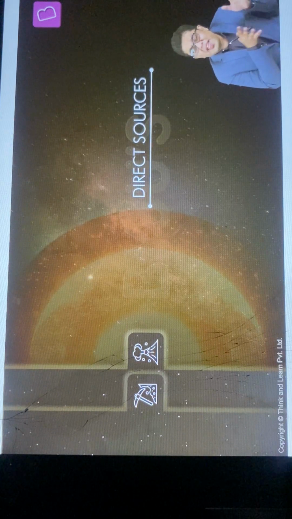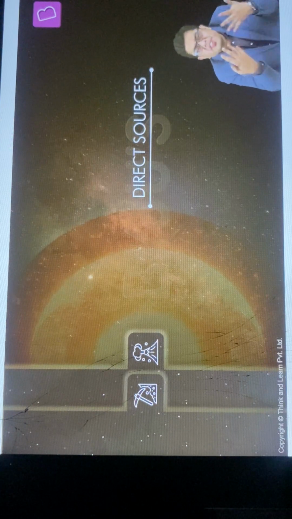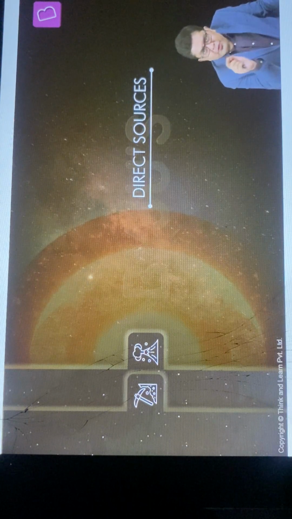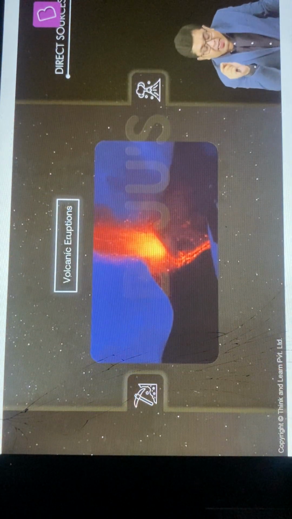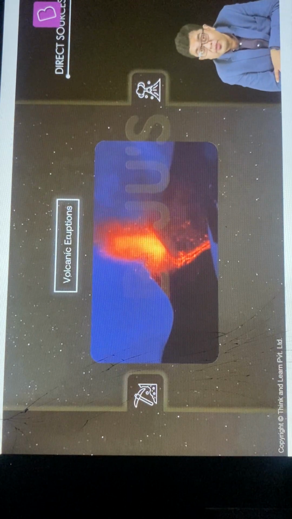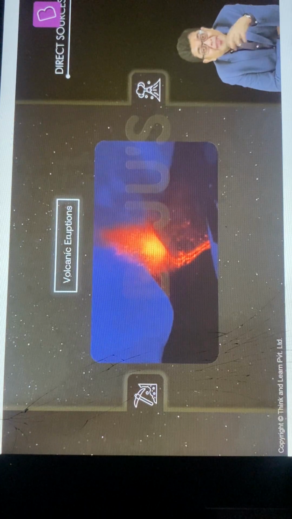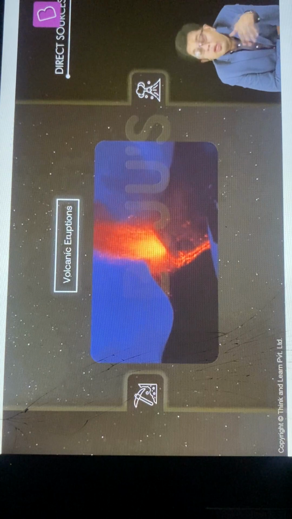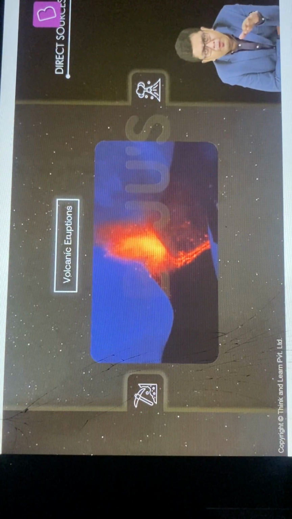The name in itself, direct sources, gives an idea that this gives you first-hand information. So direct sources are of two types. The first source of information is basically ascribed to volcanic eruptions. Whenever a volcanic eruption occurs, what does that mean? Molten materials from inside the Earth rise up and flow out as lava. Now, this lava eventually solidifies to form various different types of rocks.